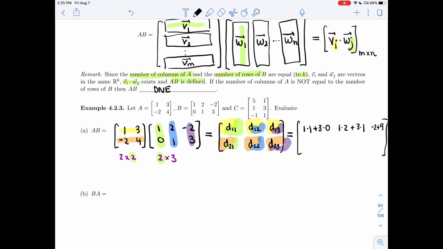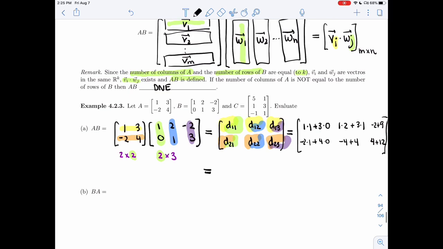All right, so orange times green, that's minus 2 plus 4 times 0. Orange and blue, that's minus 2 times minus 2, that's minus 4 plus 4. And then I get 4 plus 12 when I take orange and purple. And so here I end up with 1, 5, 7, minus 2, 0, 16.